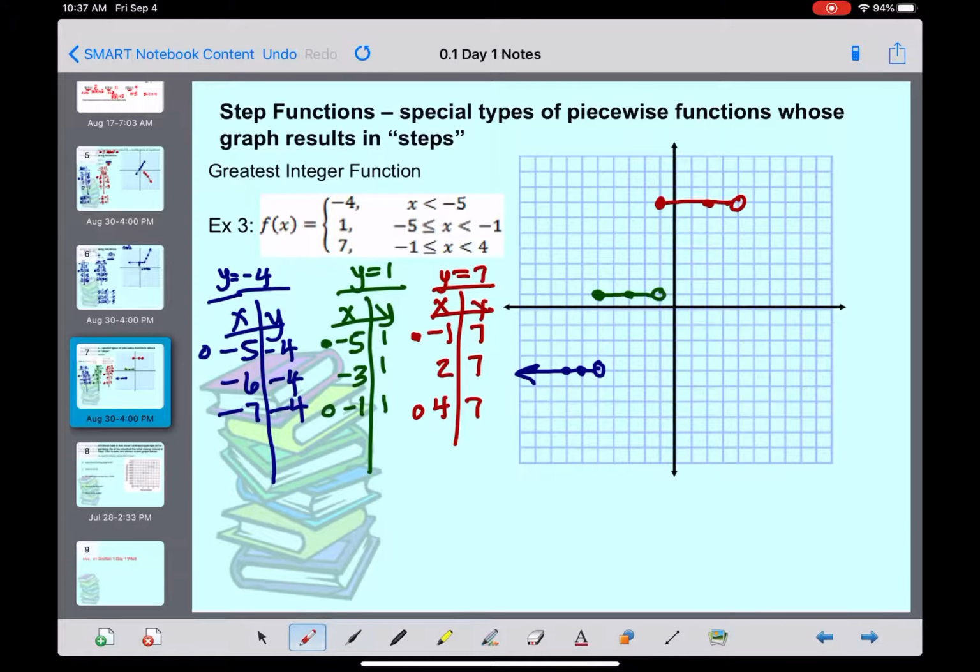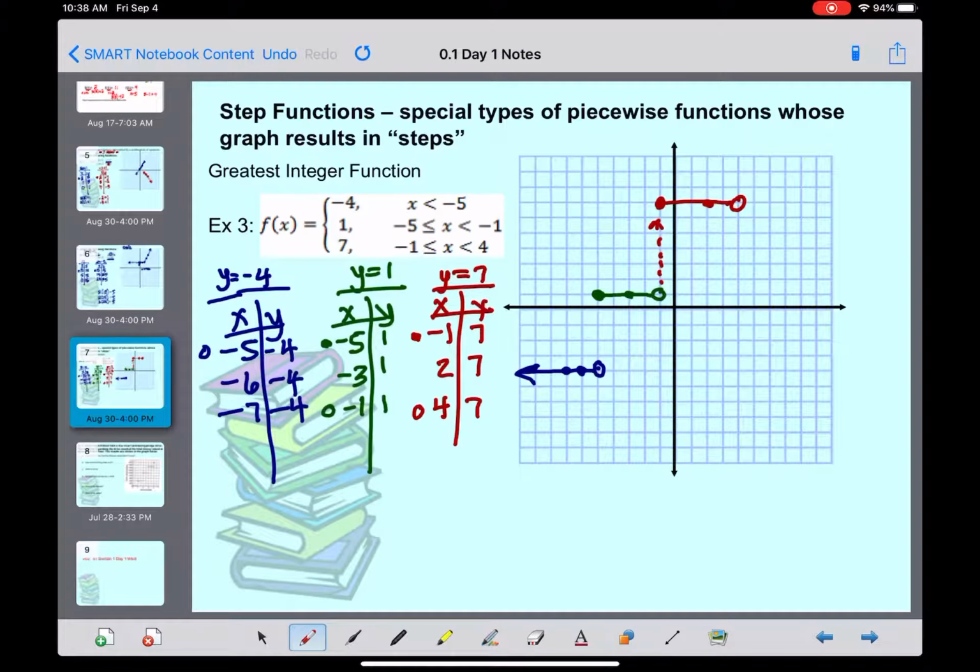Notice that there is no gap between each breaking point. It jumps straight up to the next one. So there's no gap left and right. And there's an open circle below every closed circle. Okay? So you can't have 2 closed circles, one on top of the other, because that would not pass the vertical line test. You'd have 2 different outputs for that same input.